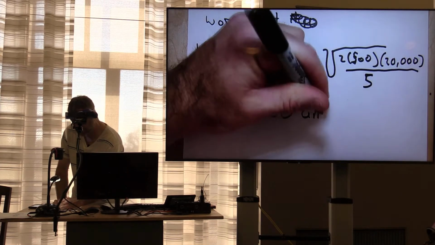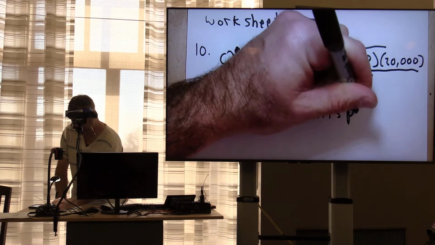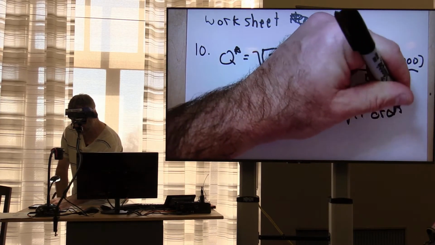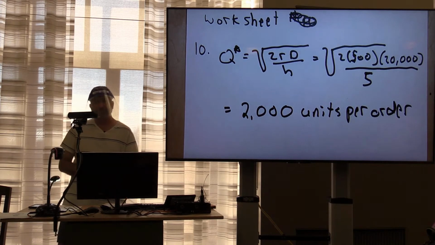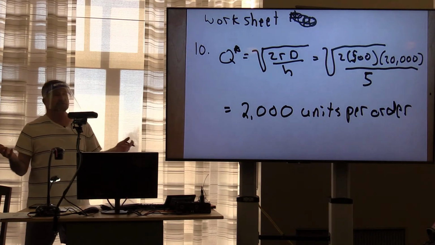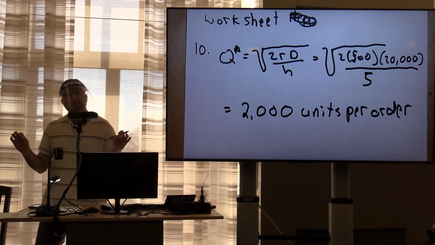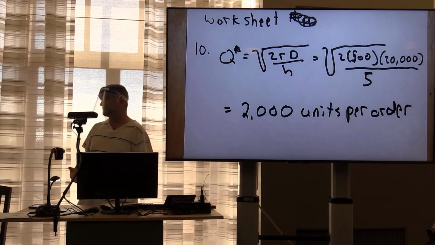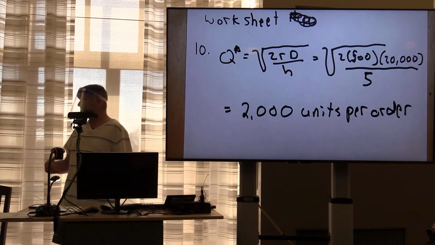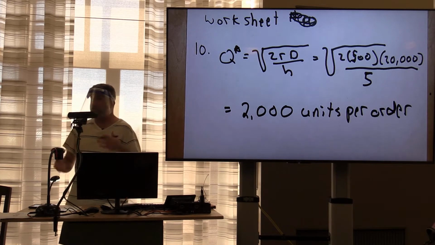And remember, this is units per order. So this means every time we place an order, we're ordering 2,000 units. It doesn't matter what time of year it is or anything like that, because remember, one assumption of the model is that we need the same amount of chicle base every day, every single day. This assumption we can easily change later, but we're starting off simple.